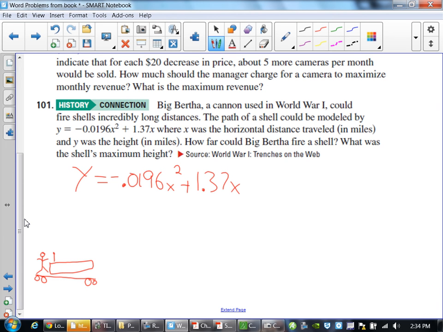So what's happening, he's underground, and he's shooting up. He's in a trench, and he's landing out here and exploding and going boom, boom.